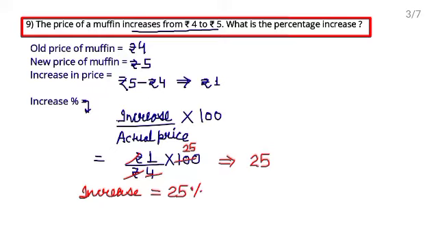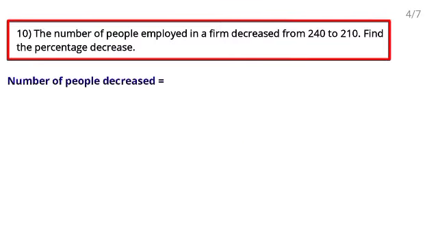25%. This is your answer. Next question number 10. The number of people employed in a firm decreases from this to this. Now this is decreasing, so the number of people decreased. कितने decrease हो गए हैं? 240 से कितने हो गए हैं? 210. So the number of people decreased by 30, 30 people decrease हो गए हैं.